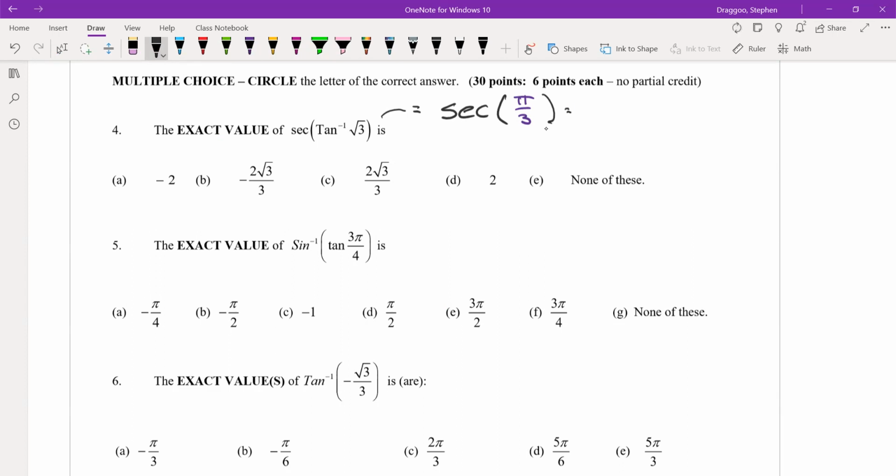Secant. You might not have those values committed to memory, so I'll change it over to something that we should. Secant of pi over 3 is equivalent to the reciprocal of cosine of pi over 3. And that should be something that you can get quickly from the unit circle. This is 1 over a half. And the reciprocal of 1/2 is 2. So option D.